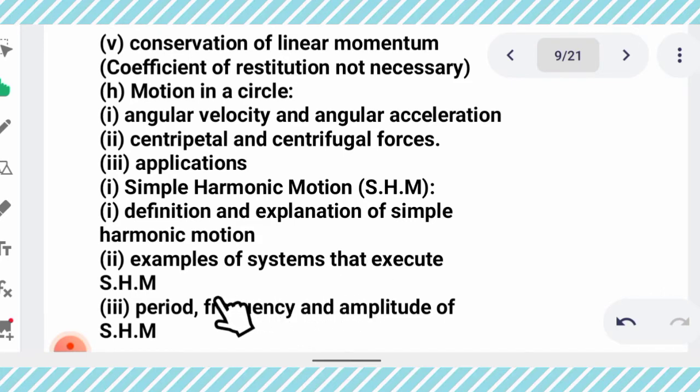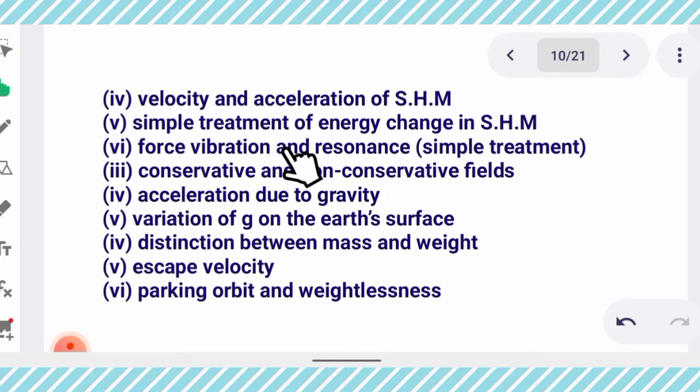Here we talk of period, frequency, and amplitude. There is a relationship between period and frequency. Period is the reciprocal of frequency. At the same time, frequency is the reciprocal of period. Amplitude is the maximum height attained by a simple oscillating body. Then when we move further, we have velocity and acceleration of simple harmonic motion. All these one just has to treat.